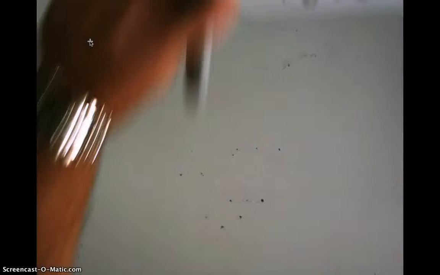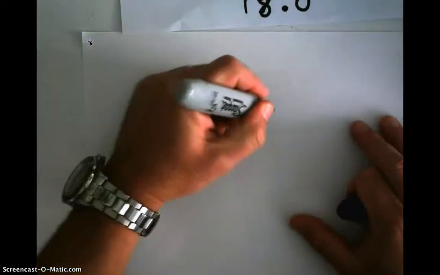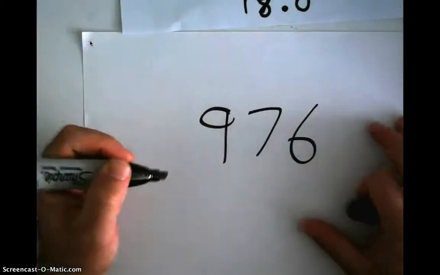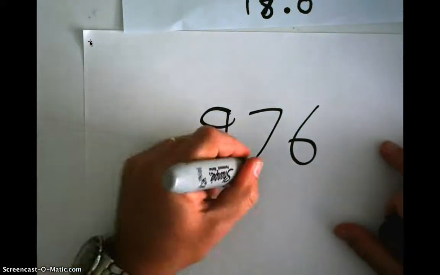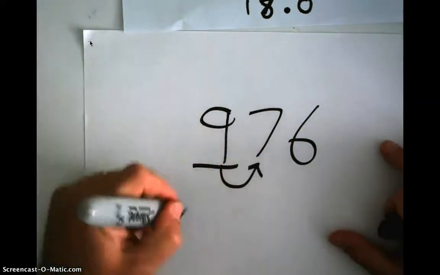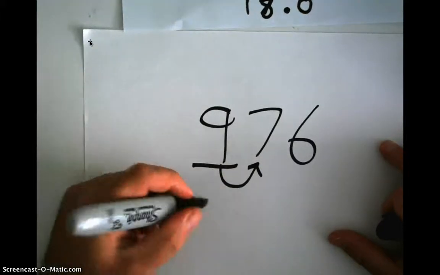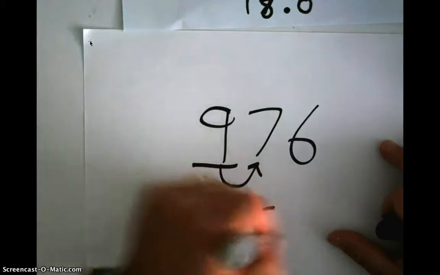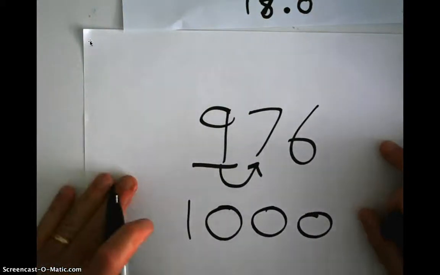We've been doing lots of rounding. If you've got 976 and you're going to round that to the nearest 100, here's your hundreds place. Look over. Rounding up. So that goes to the nearest 100, which would bring it up to 1000. All right, so that's just basic rounding.